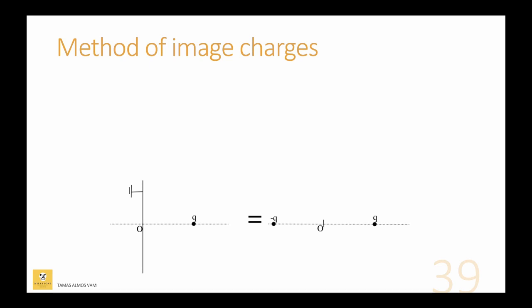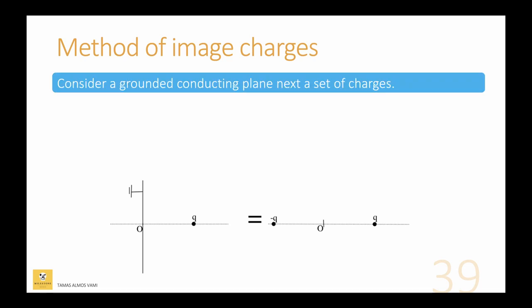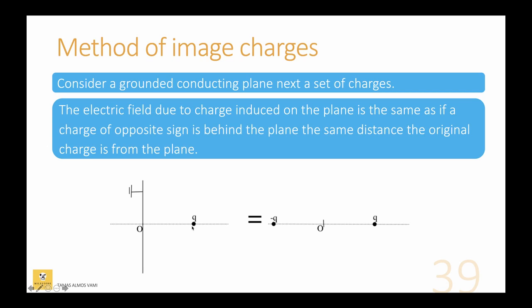There is one more thing I want to discuss. This is the method of image charges. So let's just consider that you have a grounded conducting plane and a charge. Let's just call that Q. So the electric field created by this charge induced by this plane is the same as if you were to remove this plane and mirror it. That's why it's called the method of image charges. That's its image for that view.